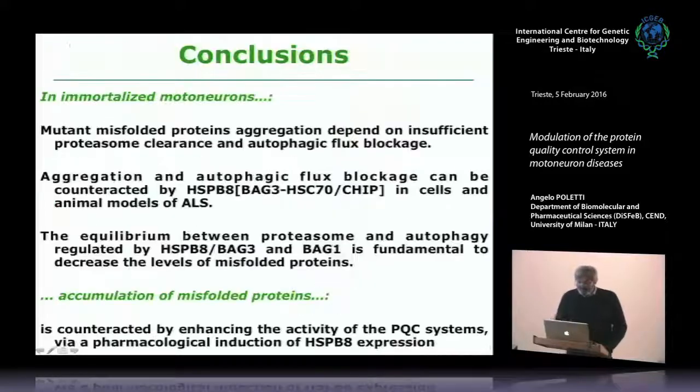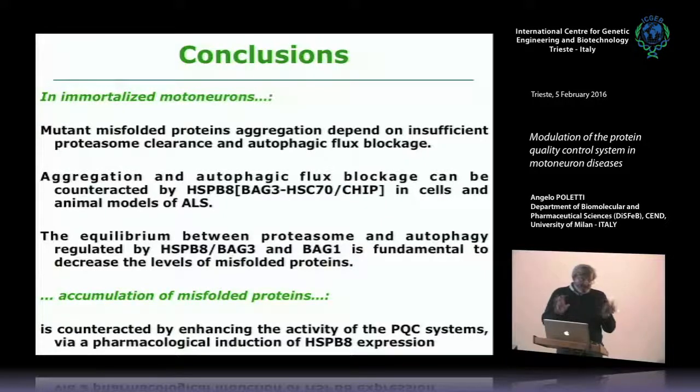So I think I can stop here. What I can summarize from this series of pictures I showed you is that in motor neurons, the misfolded proteins accumulate because of an insufficient proteasome system, but also, and probably most relevant, autophagic flux blockage. But the aggregation and autophagic flux blockage can be counteracted, can be reduced, by the overexpression of HSPB8, which binds BAG3, HSP70, and CHIP in cells and in animal models.